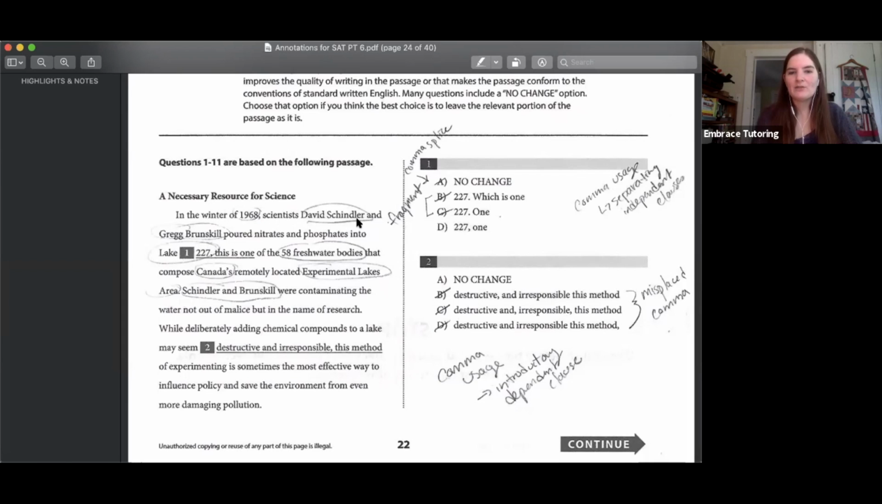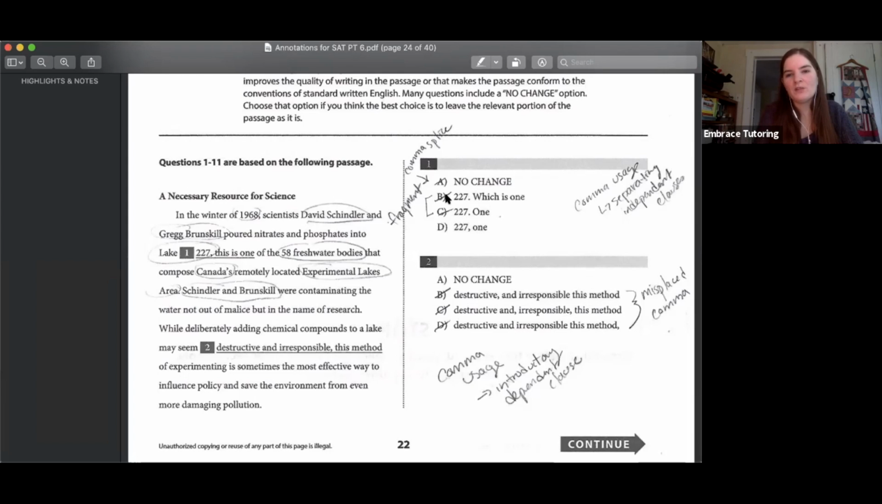Scientists David Schindler and Greg Brunskill poured nitrates and phosphates into Lake 227, comma, this is one of the 58 freshwater bodies that compose Canada's remotely experimental lakes area. So we actually have two complete sentences here, two independent clauses. That is also hinted at by the fact that you have two periods as two potential answer choices, and two other examples of a comma.